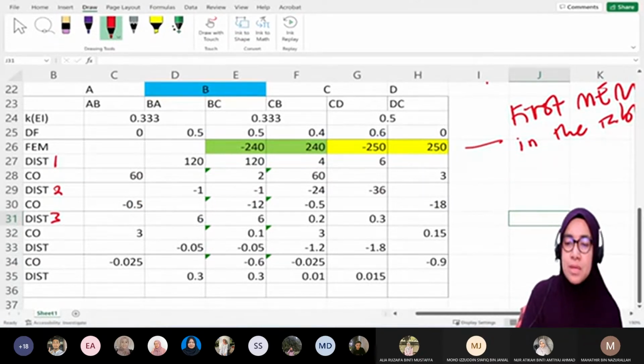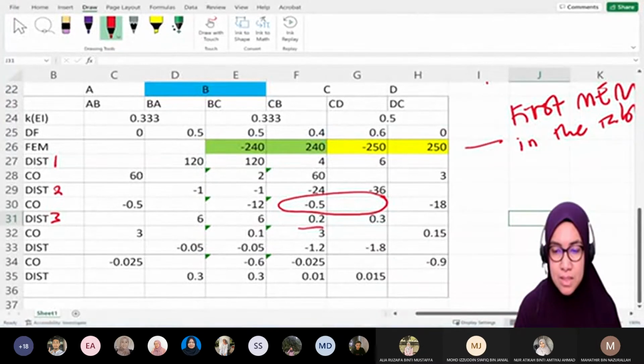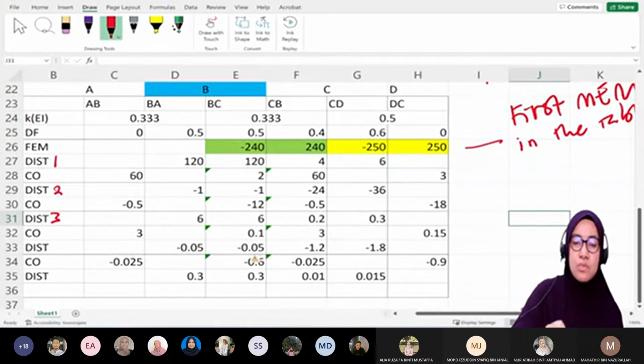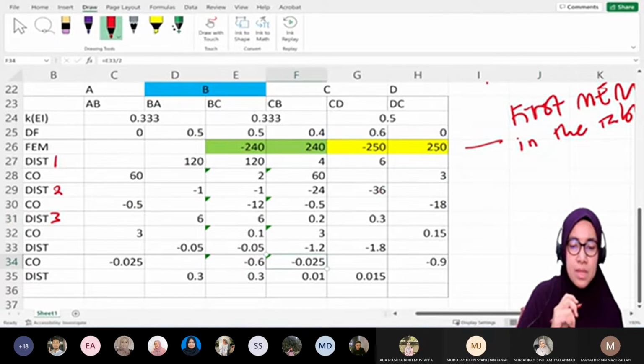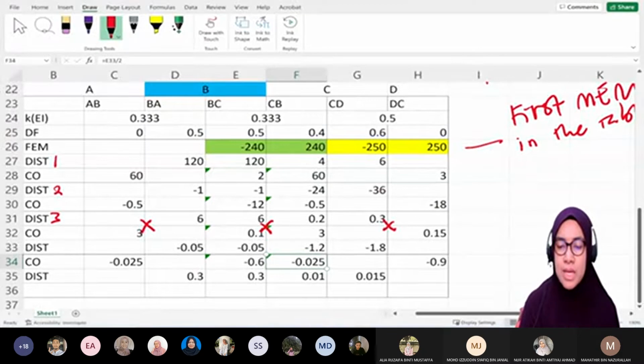And then dekat C, total moment 0.5 positive. That's why the answer is 0.2 and 0.3 because the factor is 0.4 and 0.6. Okay, so that is the second cycle. And then move to carry over. Carry over, cross boundary. We get 3, 0.1, 3, and 0.15.